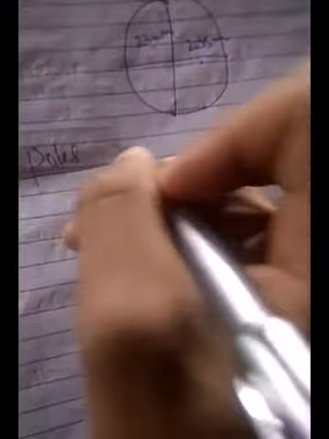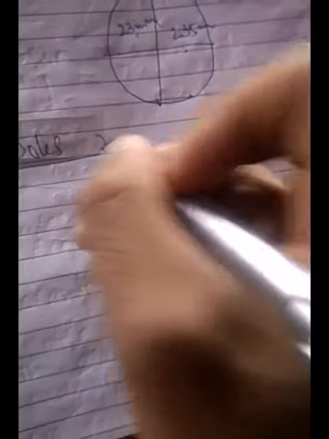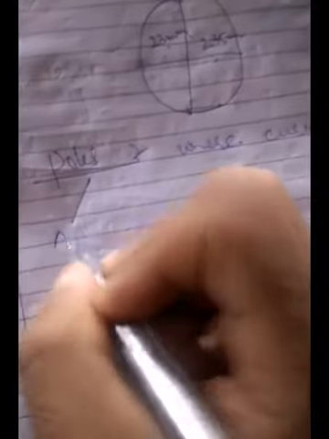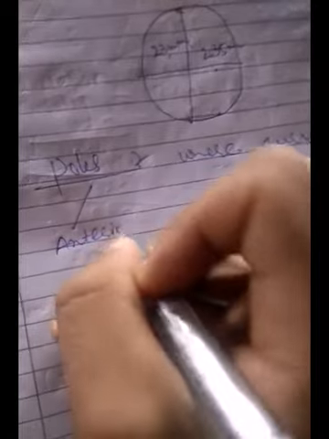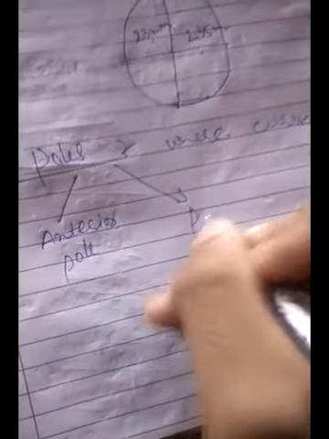Poles. What is poles? Pole means where the curvature is maximum. Eyeball has two curvatures, two poles. Anterior pole and posterior pole.